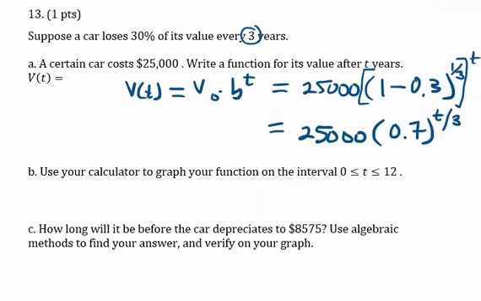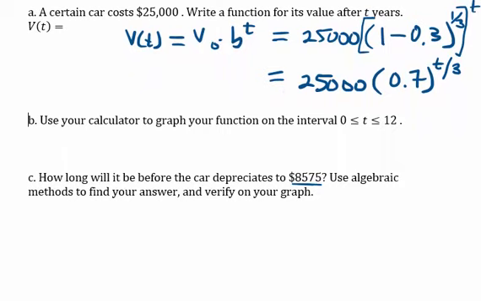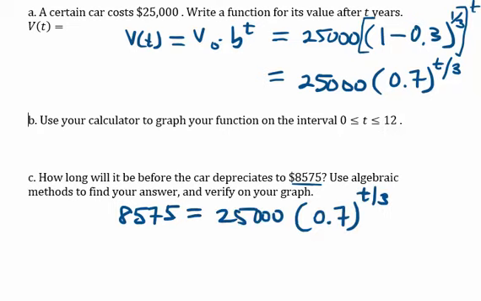And then part C, it says, how long will it be before the car depreciates to $8,575? It does say use algebra. It's not necessary, but let's see if that is possible. So we're going to replace V with 8,575. And then the goal is to isolate the power, the 0.7 to the t over 3. That's our first goal. And so I would divide both sides by 25,000.